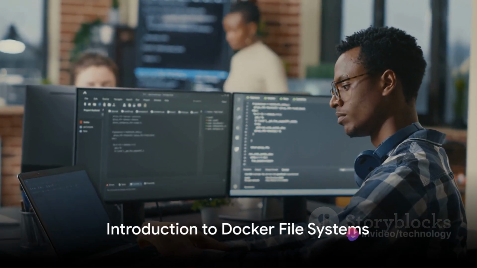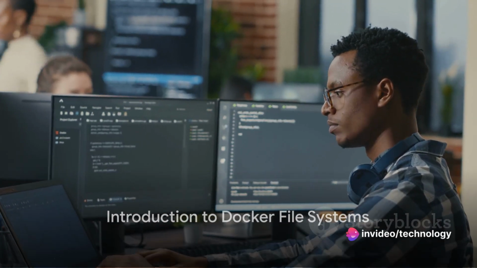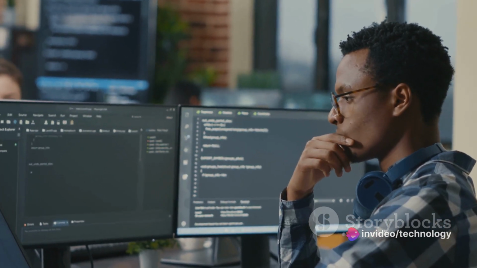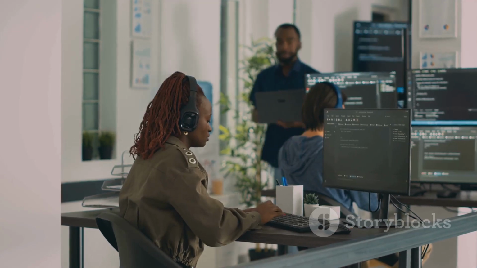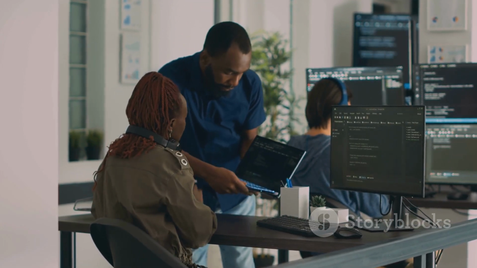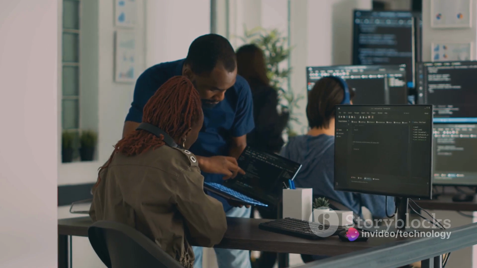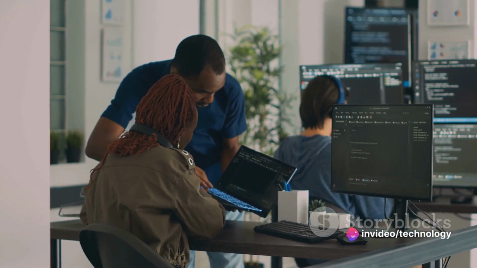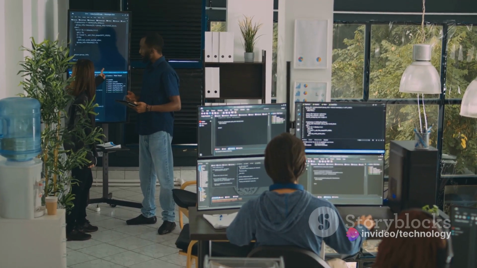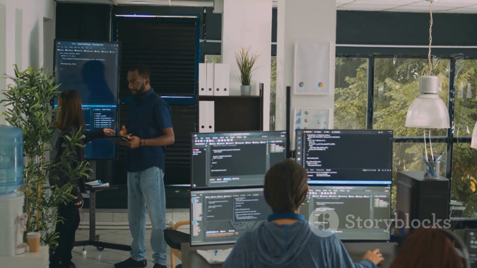Ever felt lost while trying to navigate Docker file systems? Welcome to the fascinating world of Docker, a powerful tool that simplifies the process of managing and deploying applications in lightweight containers. At its heart, Docker is all about creating a smooth, efficient environment for developers and system administrators. One of the key components of Docker is its file system.